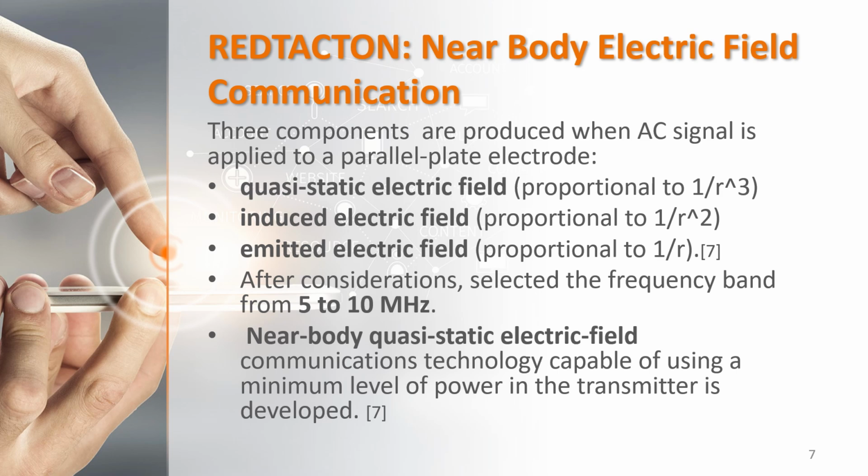This enabled us to develop a near-body quasi-static electric field communication technology capable of providing the quality required for communications services while using a minimum level of power in the transmitter. We selected this frequency range to avoid the strong environmental noise below 1 MHz and to control electric field emissions from the human body and the transmitter electrodes. We have confirmed that the actual electric field produced by our prototype transmitter is an order of magnitude smaller than regulation levels for short-range wireless schemes.